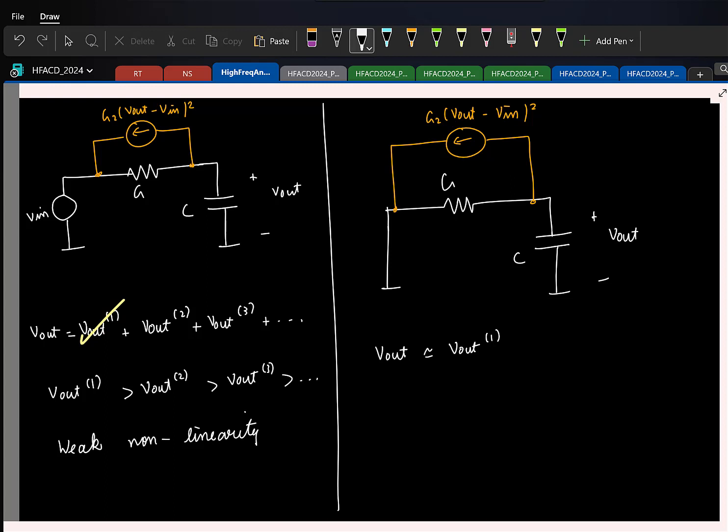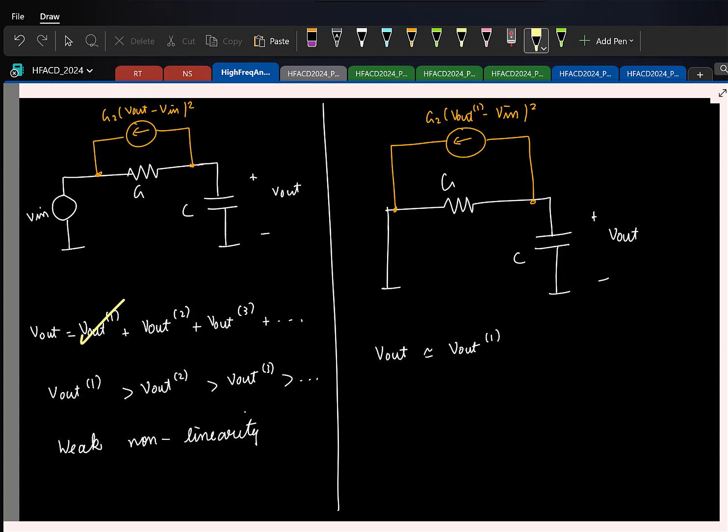We have nonlinearity, but it is not so strong that it overpowers the linear portion. Okay, so now I'll replace my V out with V out 1. So it is no longer an unknown thing; it is a known quantity. Right, so if I find this, now again it's a linear circuit. You know R and C, so we can find V out. But which of the components will I get from this?